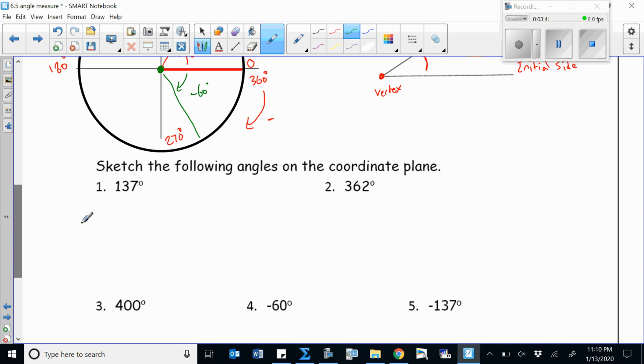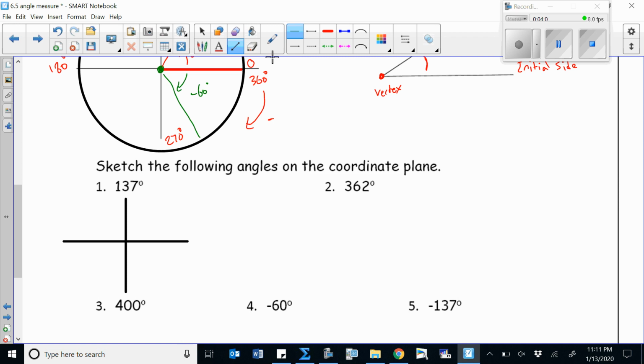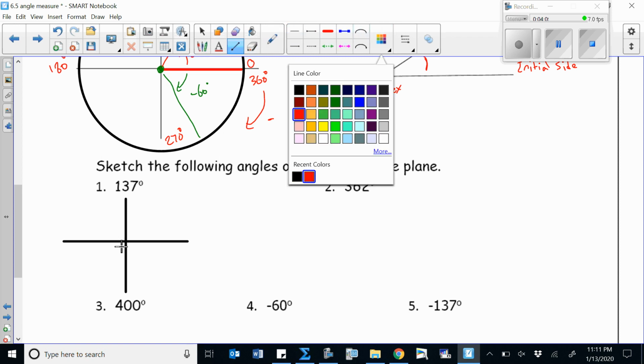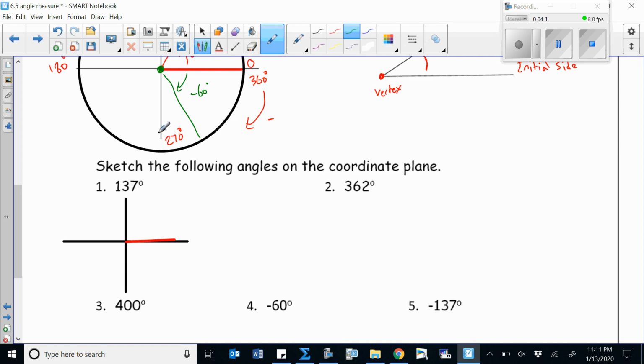Now let's try to sketch some of these angles. I want to draw 137. So I start with my coordinate plane. Draw the coordinate plane, and the start point is always on the positive side of the x-axis, so I'm going to draw my start point here. Then I know that this point is 0, this is 180, and this is 90 and 270, and then all the way back here will be 360. So 137 is positive, so I have to go this way, and it's going to be somewhere here. It's a little bit after 90 and before 180.